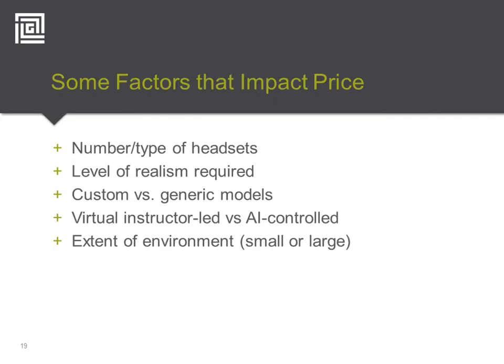If we start to look at what else impacts the price, aside from the number and type of headsets, level of realism, it could also be, as we're going to develop VR, do we need custom or generic models? So for instance, if I want to set up a VR scenario that's based in an office, I can go into the asset stores and get desks and chairs at $1 or $2 a model and lay them out. It's not a big deal acquiring assets for setting up an office.